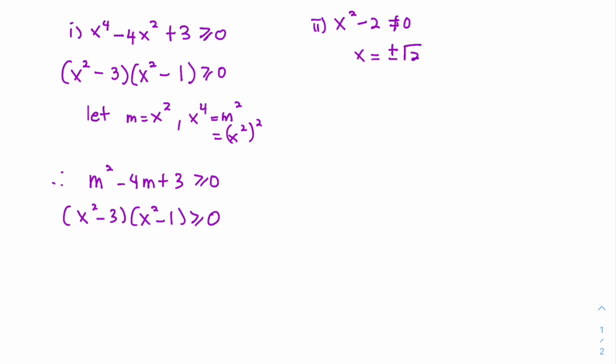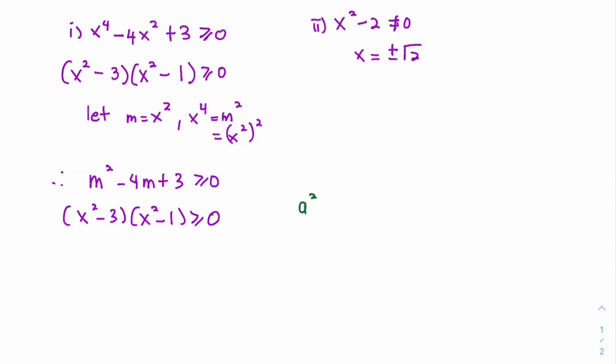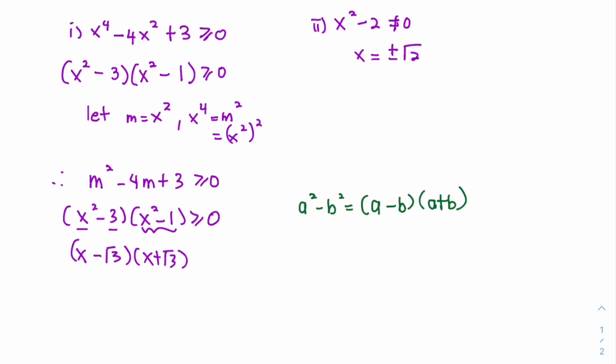You can write this in the form of a squared minus b squared, where you get (a minus b)(a plus b). Over here your a is x, and your b is the square root of 3, so you have (x minus square root 3)(x plus square root 3). And this you're going to have (x minus 1)(x plus 1) greater than or equal to 0, which gives you 4 factors.